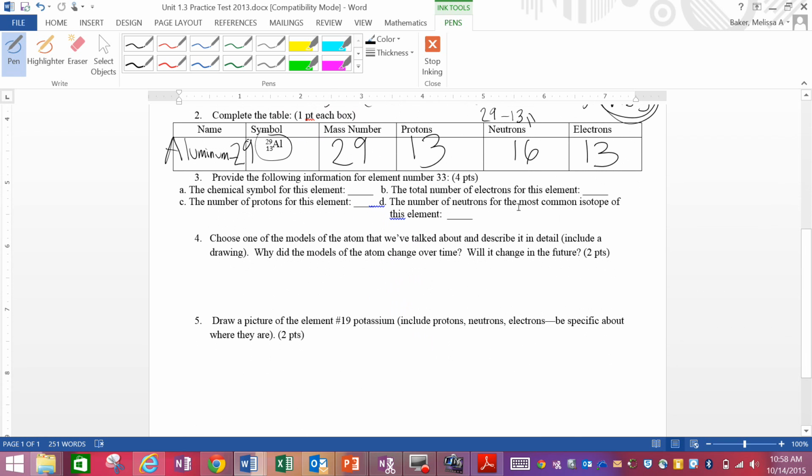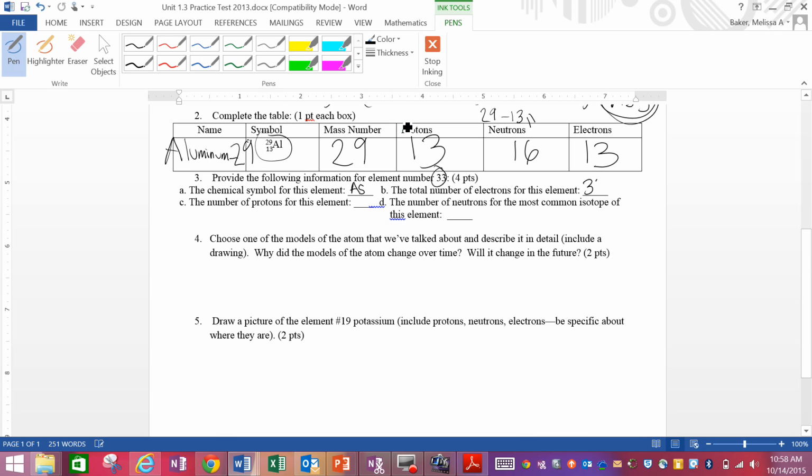Okay, then we've got some information about element number 33. Well, that is arsenic, if you look it up. How many electrons would it have if it's neutral? 33 protons, 33 electrons. Neutrons in the most common isotope? Well, you have to look up the average atomic mass of arsenic. And on the periodic table, it rounds to 75. So 75 minus 33 gives us the number of neutrons in the most common type of arsenic.